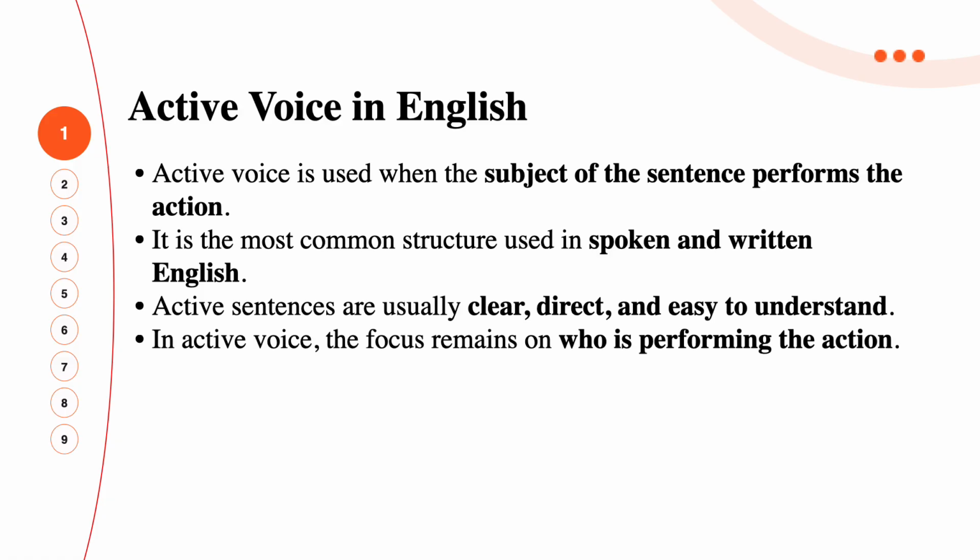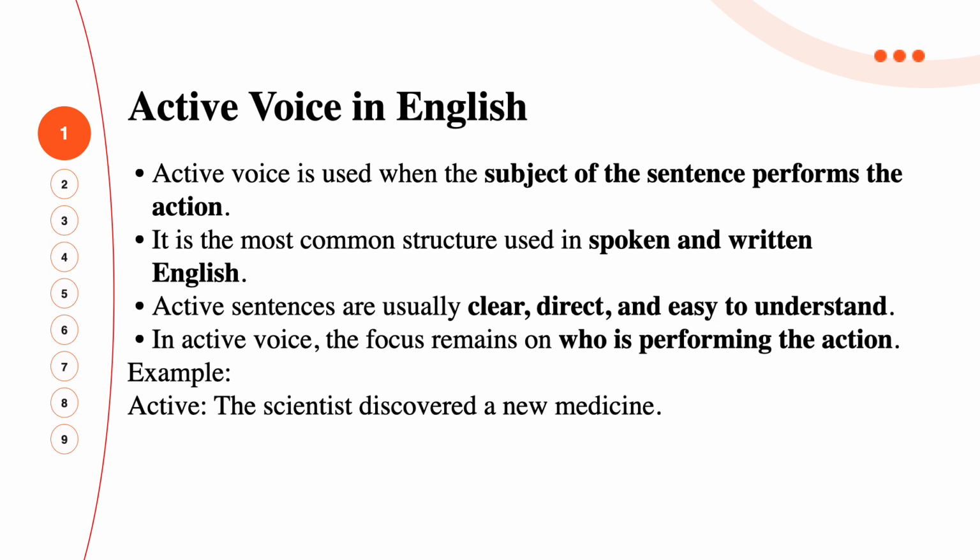In the active voice, the focus remains on who is performing the action. Example: the sentence scientists discovered a new medicine. In this slide, we understand the basic idea of active voice in English grammar. Active voice is used when the subject of the sentence performs the action. This means the subject is the one doing something.